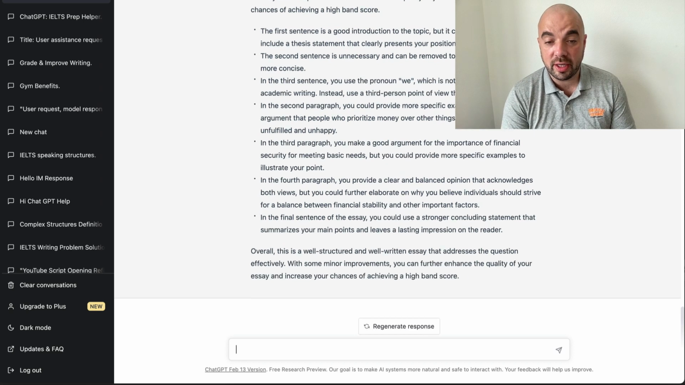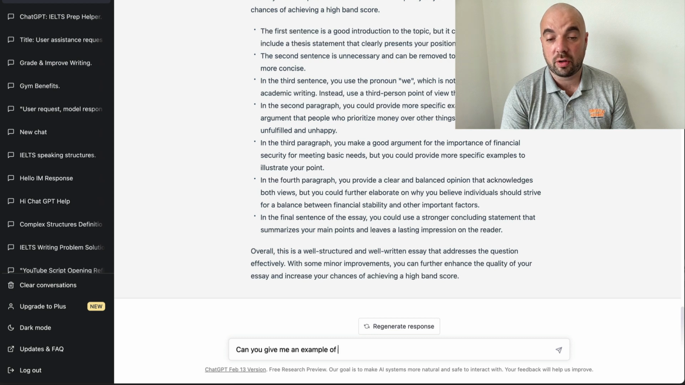The first sentence is a good introduction to the topic, but it could be stronger if you include a thesis statement that clearly presents your position to the issue. The second sentence is unnecessary and can be removed to make your introduction more concise. And then it goes through the paragraphs.